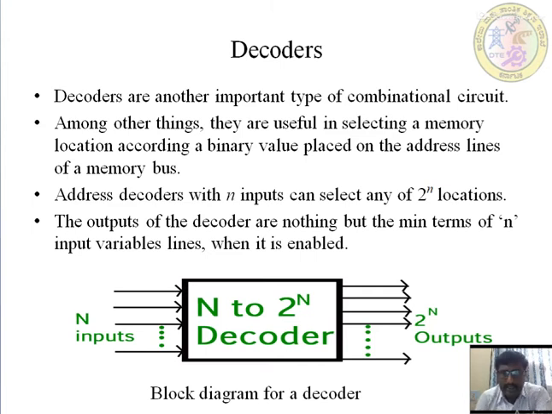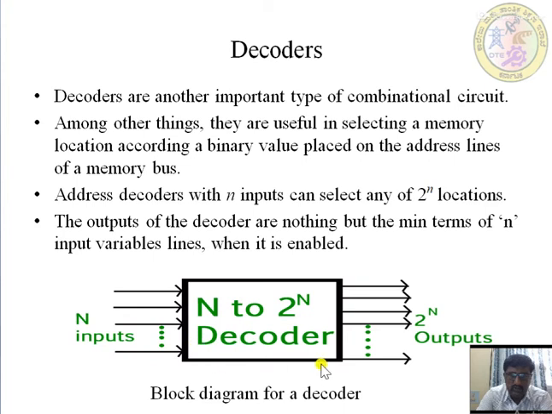What is this? Decoders are another important type of combinational circuit. Among other things, they are useful in selecting a memory location according to the binary value placed on the address lines of the memory bus. So this is how decoders are used for memory locations. Address decoders with n inputs can select any of the 2 raised to n locations.